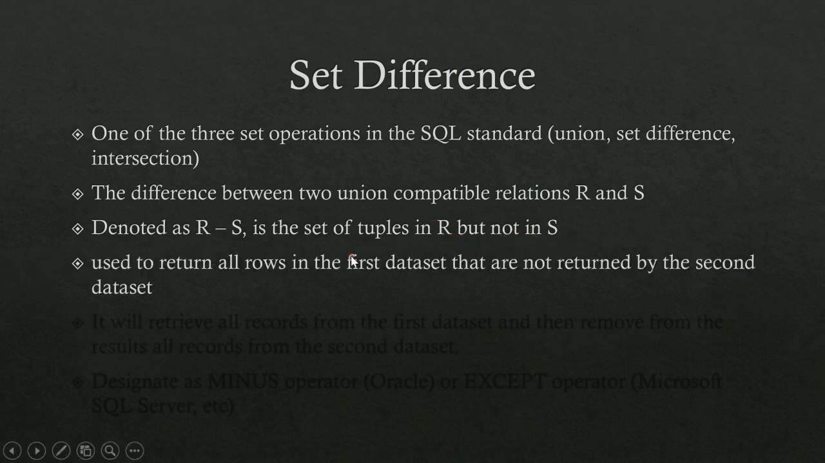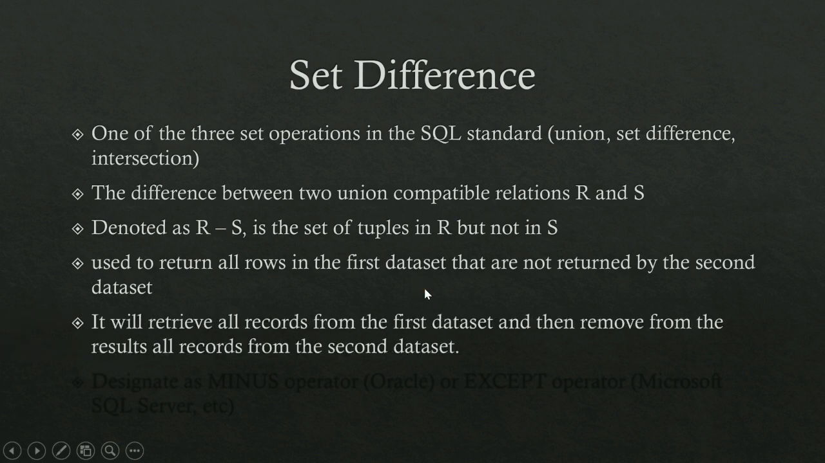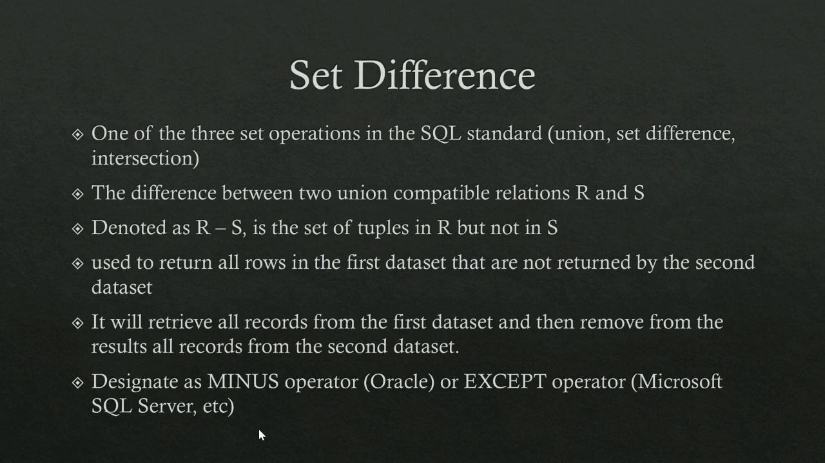It is used to return all rows in the first dataset that are not returned by the second dataset. That is, it will retrieve all records from the first dataset and then remove from the results all the records from the second dataset. Set difference is designated as the minus operator in Oracle or the except operator in Microsoft SQL Server, etc. I will explain this minus and except operator later on.